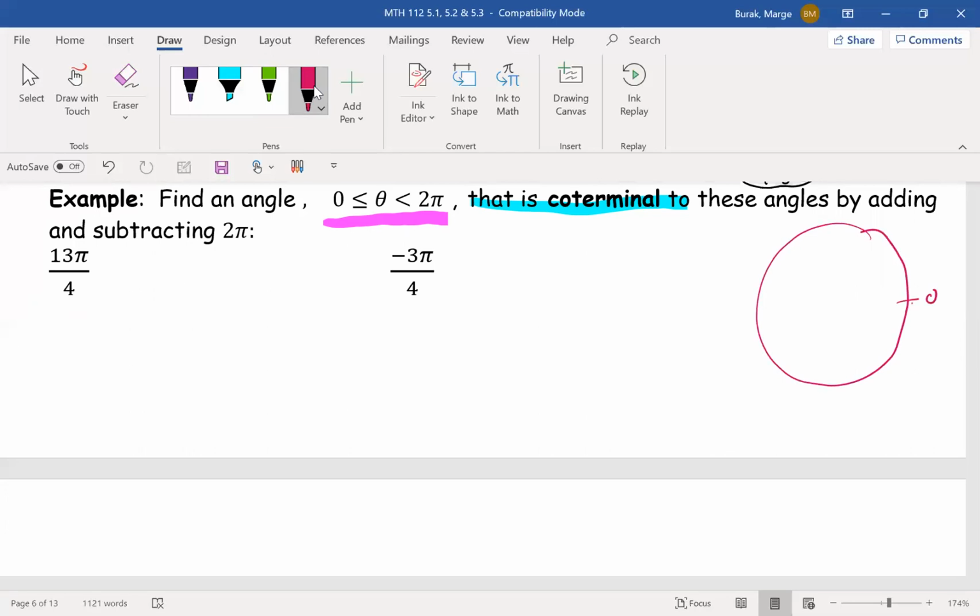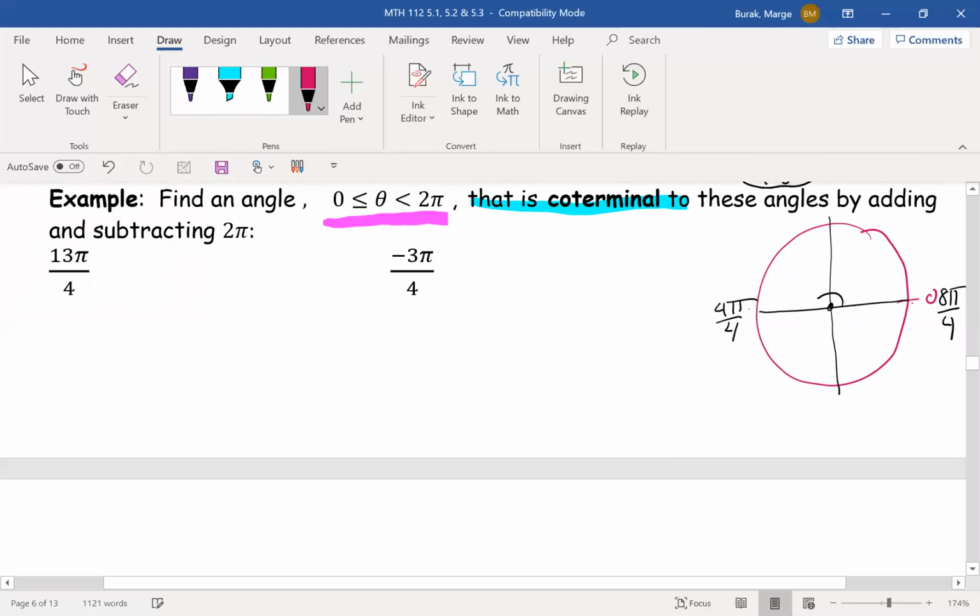So if I go 13 pi over 4, let's see, this is 4 pi over 4, and this would be 8 pi over 4. So if I start here, that's 8 pi over 4. I have to go 5 more, so here's 4 more. So it's going to be somewhere right around here. Okay, but don't worry about the picture. Let's just subtract 2 pi.